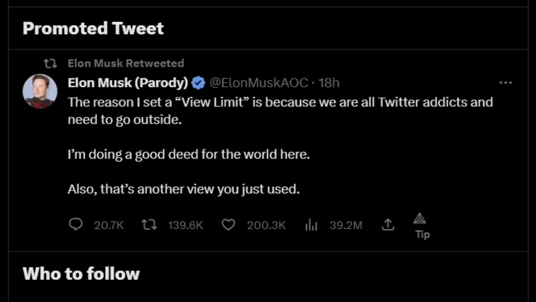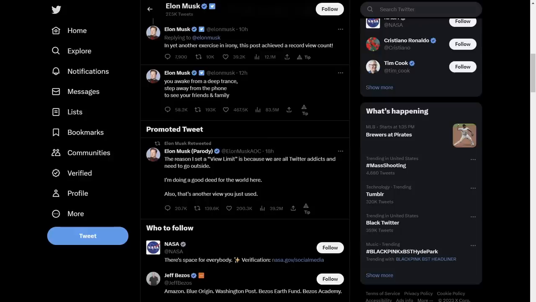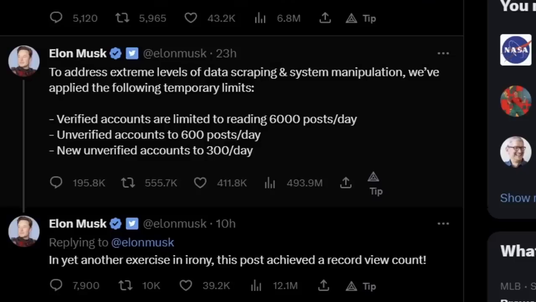Now, the real reason for forcing these logins is so that he can make it easier to enforce rate limits on Twitter. Now, rate limits are a pretty straightforward concept. They limit the rate at which a user is able to have some sort of interaction with your site. Usually, this is to prevent DDoS attacks and things of that nature, but the reason that Elon stated for the rate limits a little bit higher up is to address extreme levels of data scraping and system manipulation.